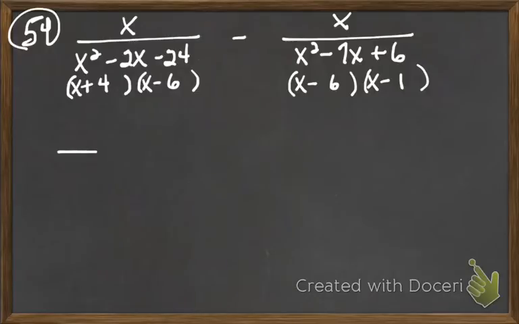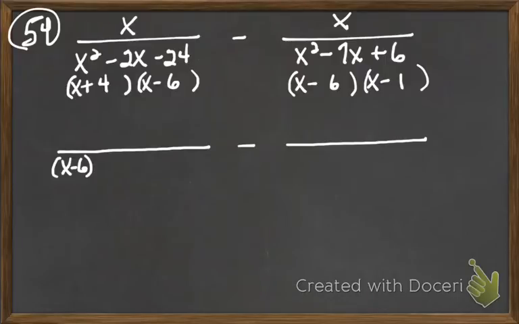Alright, so I have to find a common denominator. So you're going to multiply all the denominators together. So this time I have a common denominator already. Just one factor. What's in both denominators? X minus 6. So you don't need two x minus 6's, okay? If there's just one x minus 6 in each denominator, you just need an x minus 6.